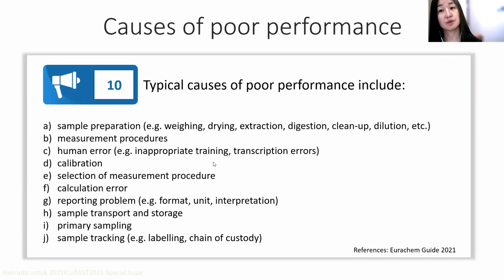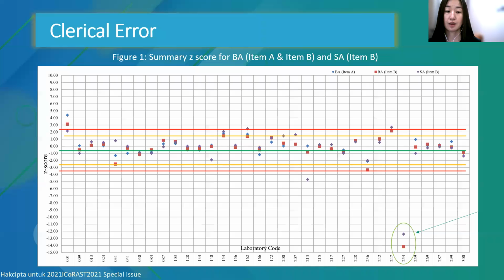Here we show the causes of the poor performance. We have the 10 typical causes of the poor performance, which are the sample preparation, measurement procedure, human error, calibration, selection of the measurement procedure, calculation error, reporting problems, sample transport and storage, primary sampling, and sample tracking. These are all 10 typical causes for the poor performance in the PT.